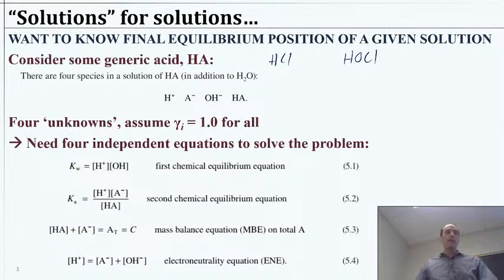So for a given acid, there's going to be 4 species in solution. When we make some water, we're going to have OH minus and H plus. Of course, H2O will also be there. That's assumed, and we're really neglecting that. Otherwise, there's going to be A minus and some HA. Okay, so that's 4 unknowns, and for that system, we would need 4 independent equations to solve that problem.